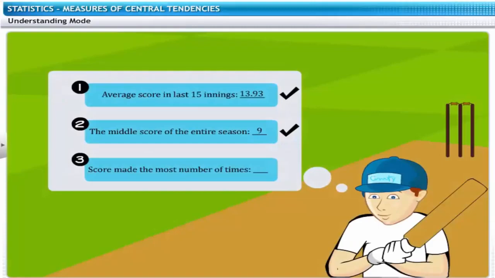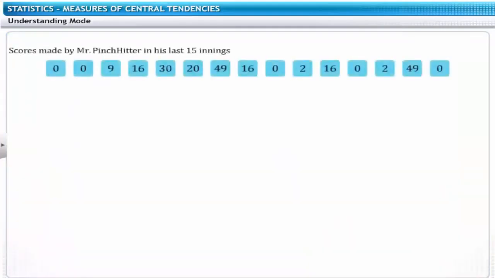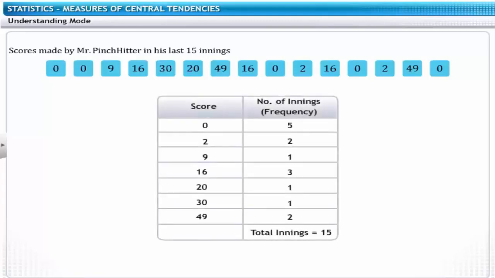Now, let us find the number of runs that Mr. Pinch Hitter has scored the most number of times in his last 15 innings. Here are the scores made by Mr. Pinch Hitter in his last 15 innings. Is there a quick way to spot the runs scored most often? A frequency distribution table may help. Now, there is no confusion. Clearly, Mr. Pinch Hitter has scored a 0 the maximum number of times in his last 15 innings.